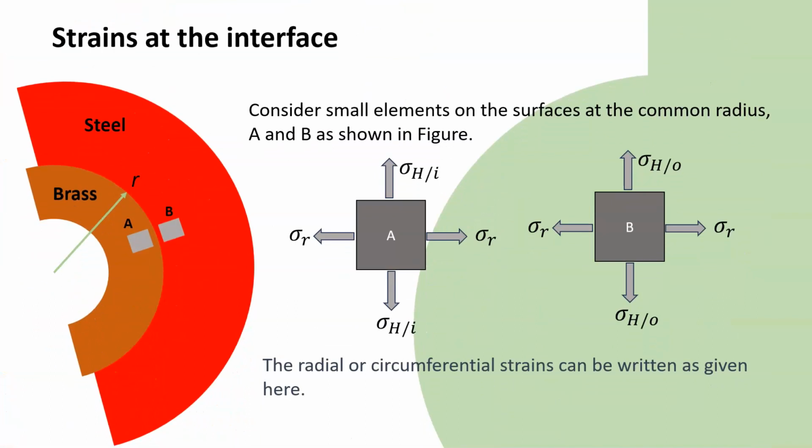Now consider two elements on the surfaces at the common radius as illustrated here. The element A is on the inner cylinder, and the element B is on the outer cylinder. The enlarged views of the stress elements are shown on the right. The value of sigma R represents the interface pressure, which is common to both the elements A and B. Note that we have marked all stresses as positive, that is tensile. But in reality, the stresses subjected by the inner cylinder are compressive. When you substitute numerical values, you need to consider the correct sign.